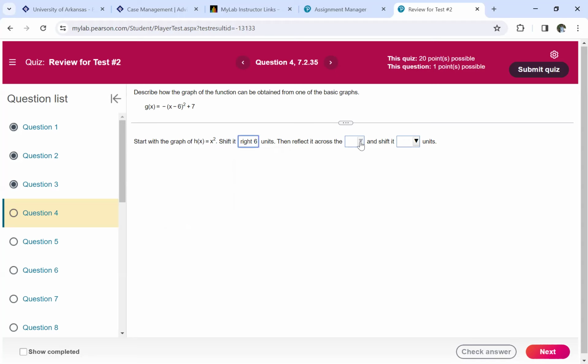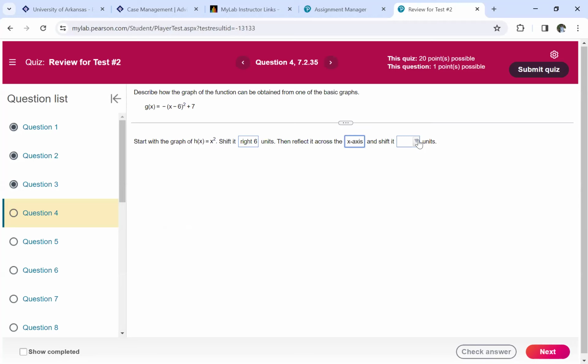And then we're going to reflect it across. Well, y'all, we've only reflected across one of these axes. And that's the x-axis. So on this number, what's this, number 4? And you got a negative in the very front. You got to put x-axis on that, okay?